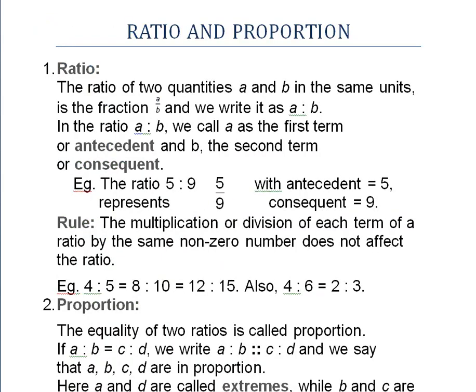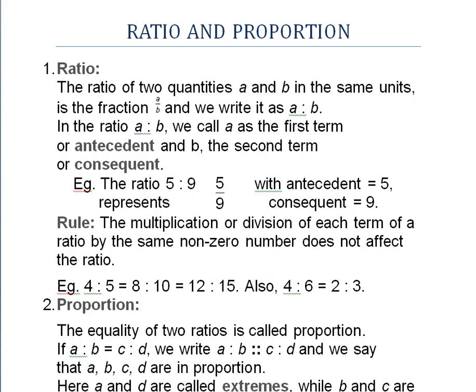We will go with the basics in this part, and in the next part we will move on to some of the questions. So what is a ratio? First of all, the ratio of two quantities A and B in the same units is the fraction A divided by B, and we write it as A ratio B, and this sign of colon is known as ratio. So in the ratio A ratio B, we call A the first term or antecedent and B the second term or consequent. For example, let's say 5 ratio 9.